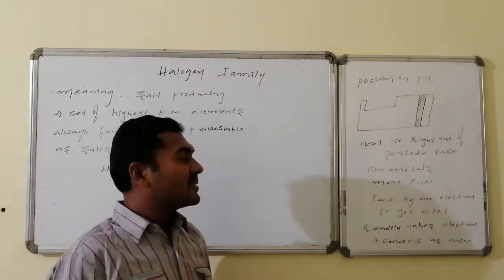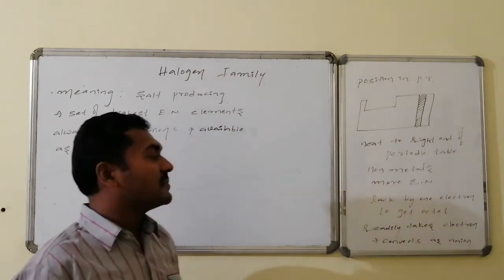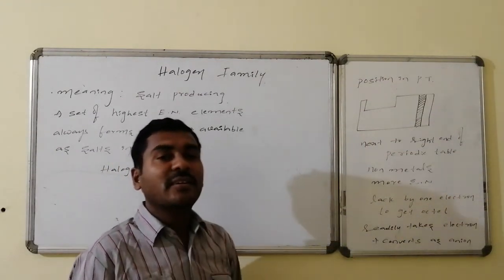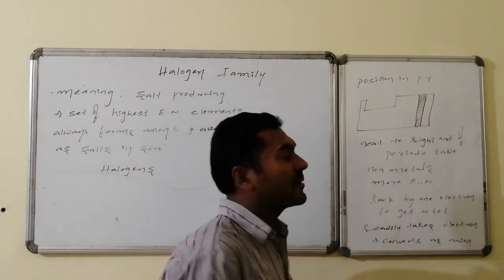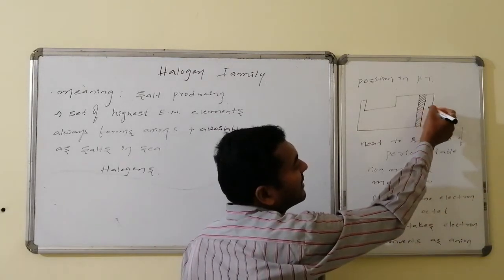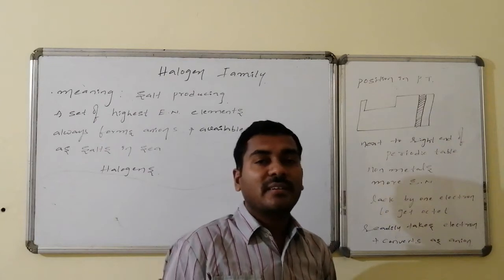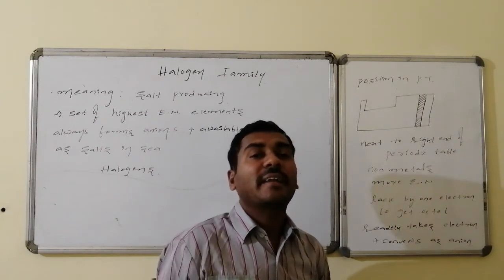These are non-metals. These are more electronegative. They lack one electron to get the inert, that is octet, configuration, because they are next to the inert gases. That is why they readily take up the electron and are converted to anions.